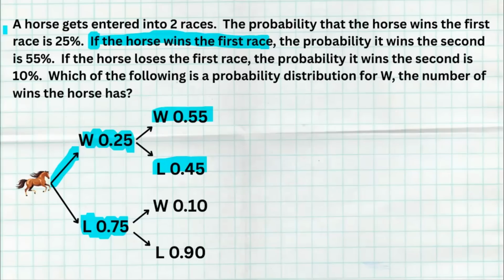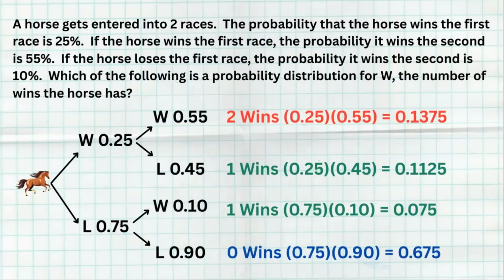Then there's another conditional probability. If the horse loses the first race, okay, that takes us down this bottom branch, there's a 10% chance that that horse wins the second race, which means 90% chance they lose the second race. Now, let's count wins. The first row is 2 wins. The horse wins the first, the horse wins the second. Now, multiply those 2 probabilities because we have multiple events, multiple races, multiply. So 2 wins would be 0.25 times 0.55 or 0.1375. Now, the bottom branch would be 0 wins. Lose, 0 total wins. That'd be 0.75 times 0.90, 0.675.